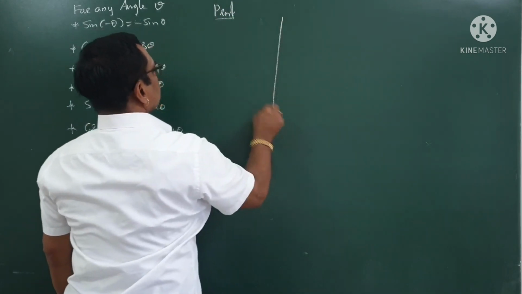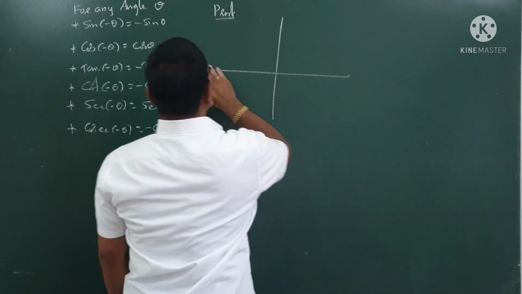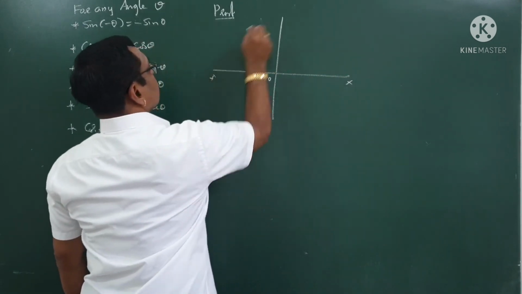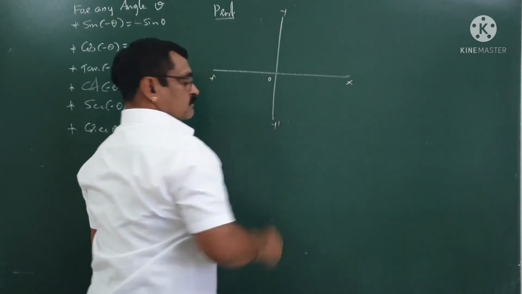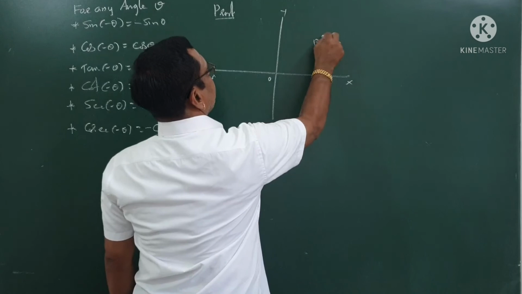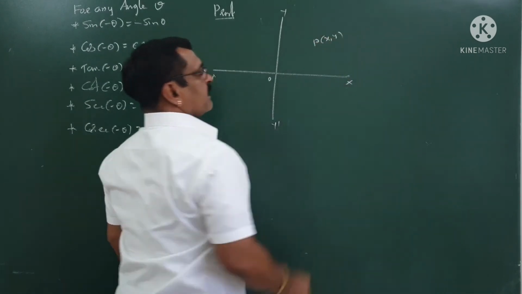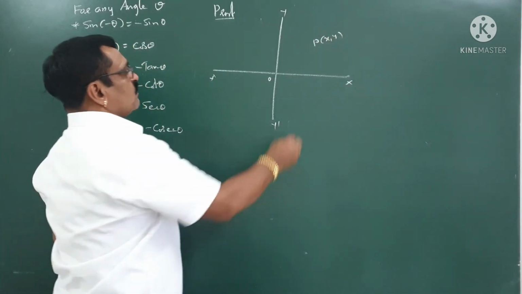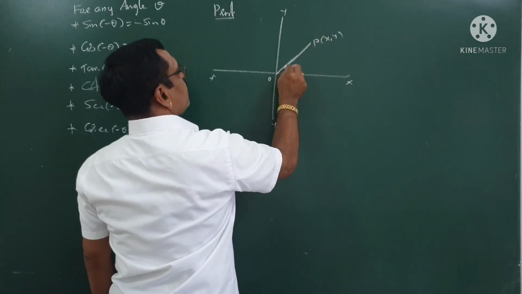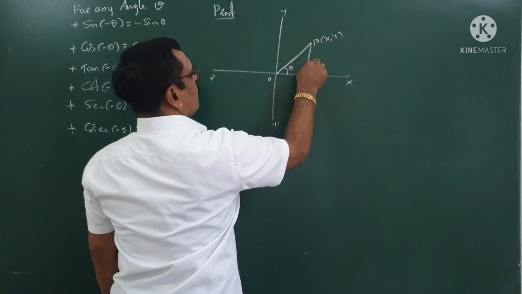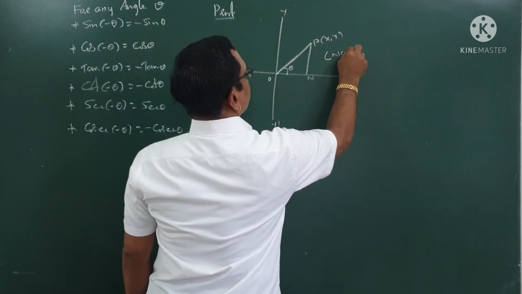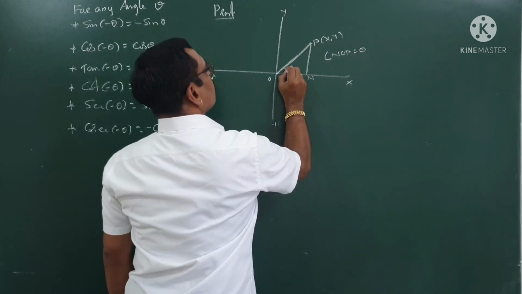Proof, again, consider a rectangular coordinate system. Let P be a point here. Of course, its coordinates are x comma y. Join OP, and this angle is equal to theta. Draw a perpendicular. Therefore, angle NOP is equal to theta.